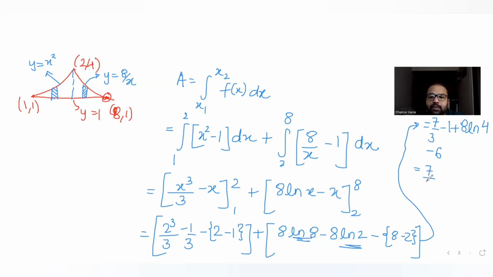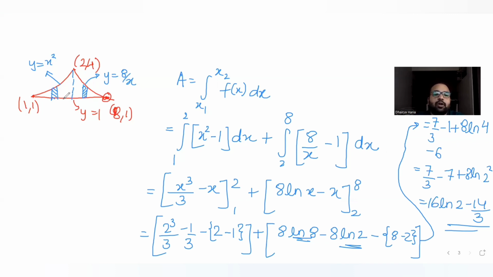So this becomes 7 by 3 minus 7, and this gives you 8 log of 4, I can again write log of 2 square. So 2 comes in the front, it becomes 16 log of 2. And 7 by 3 minus 7 is 7 minus 21, so minus 14 by 3. So if you see here also, by taking the vertical strip, we are still getting the same answer.